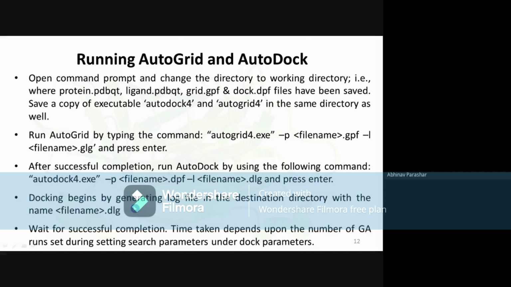We'll do it later. After that completes successfully, we are going to run autodock with the following command, which is very similar to autogrid. Instead of autogrid, you have autodock: autodock4.exe -p, same thing. File name .dpf over here because you are running the dock parameter file. So the parameter file name is given, and then -l where the log will be created, file name .dlg. That's simple.